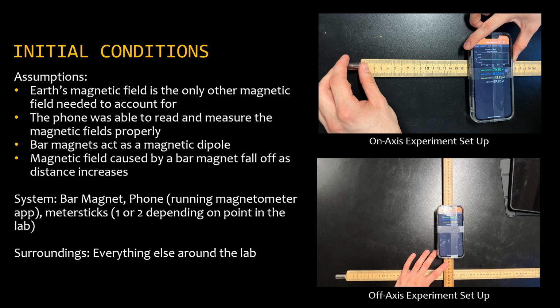For the system, it was the bar magnet, the phone, and the meter sticks, one or two, depending on what point in the lab I was in, and the surroundings were just everything else around the lab, including the table, my computer, myself, and my lab mate, all of that. And then up above, on the top right here, this is the on-axis experiment setup, and the off-axis experiment setup is right below it.